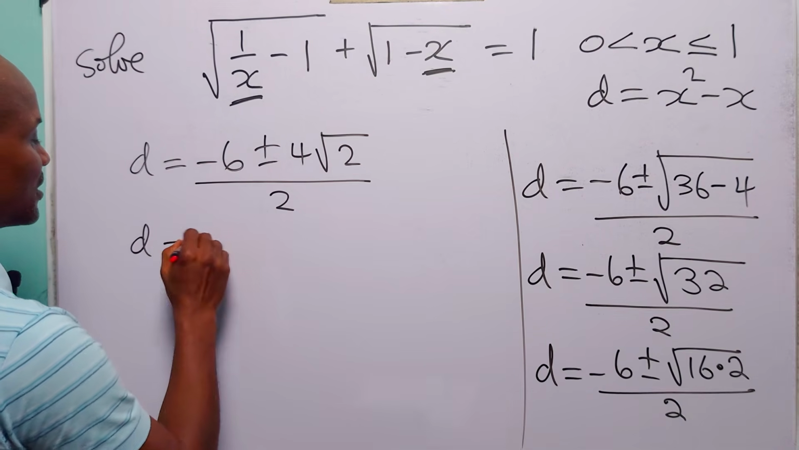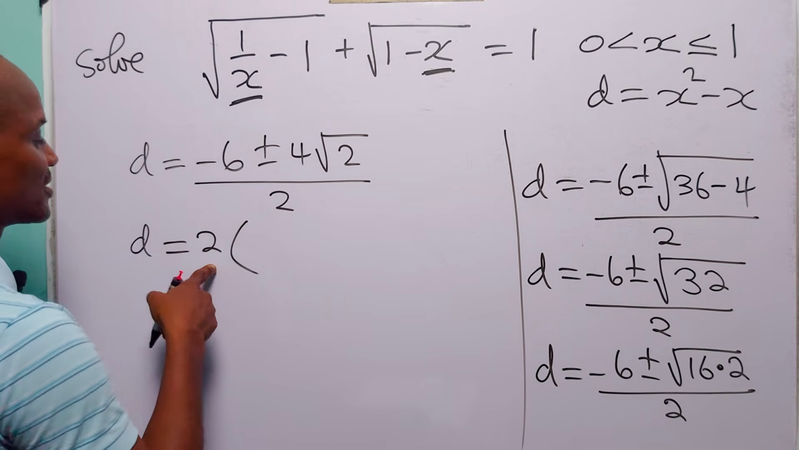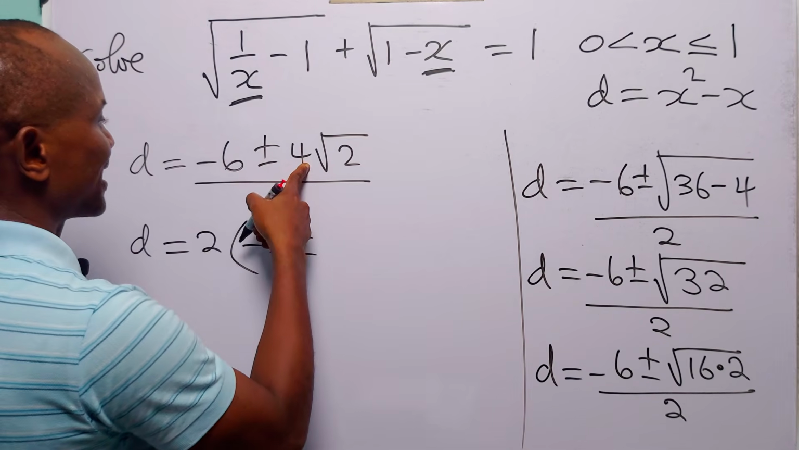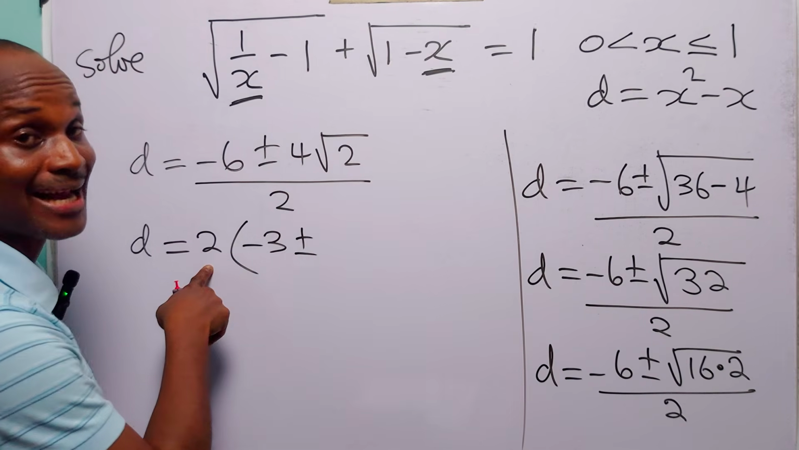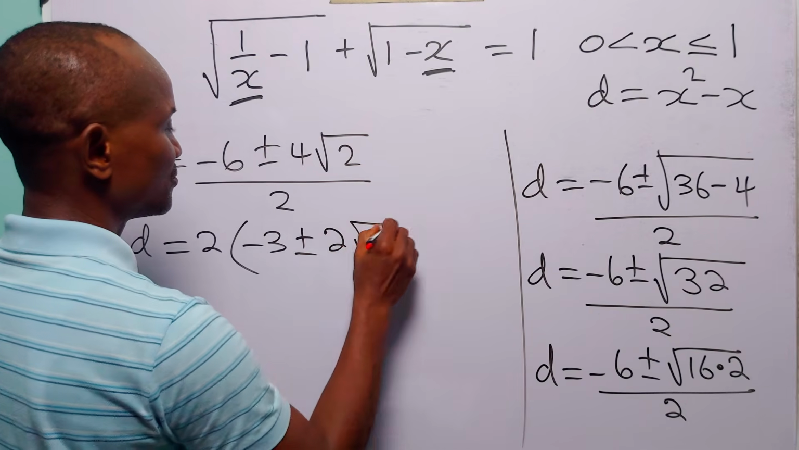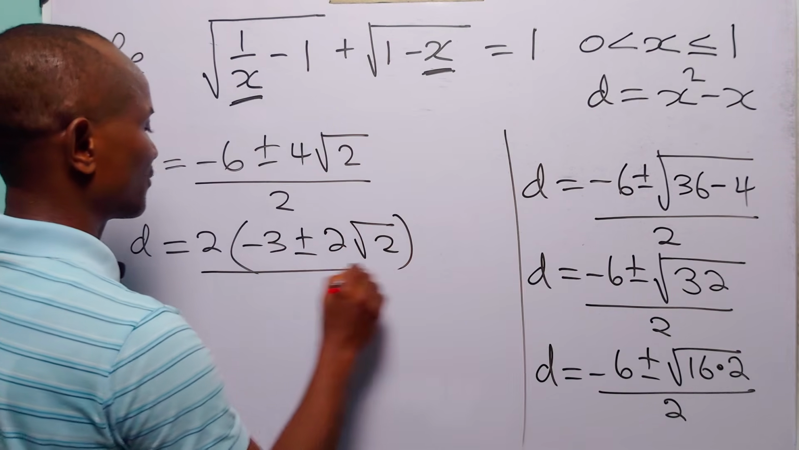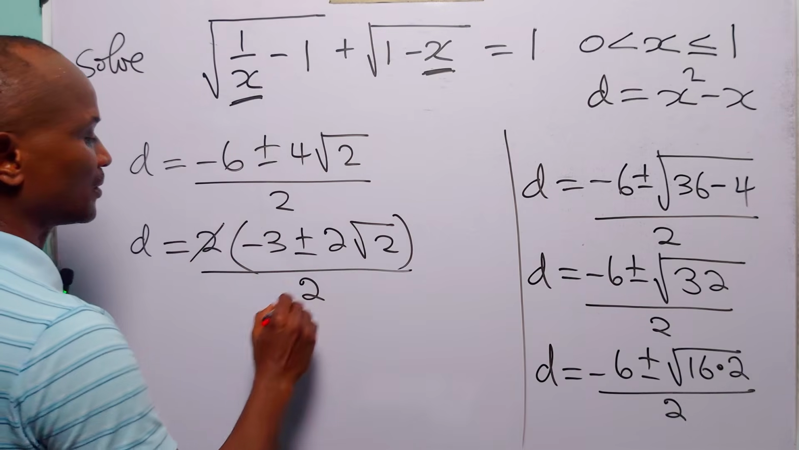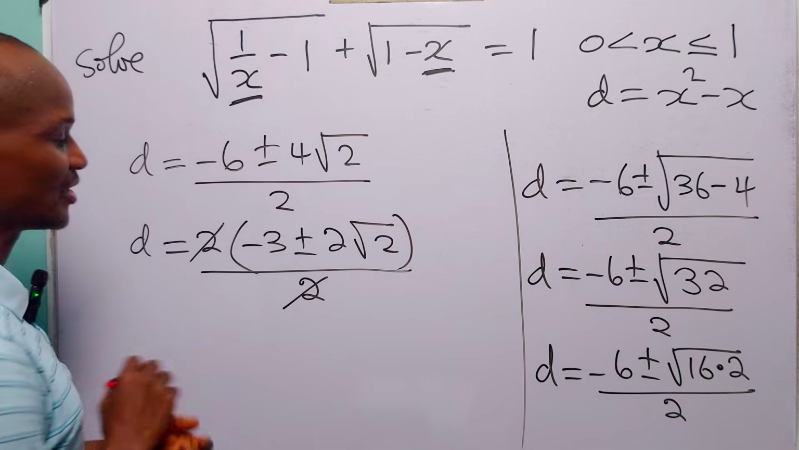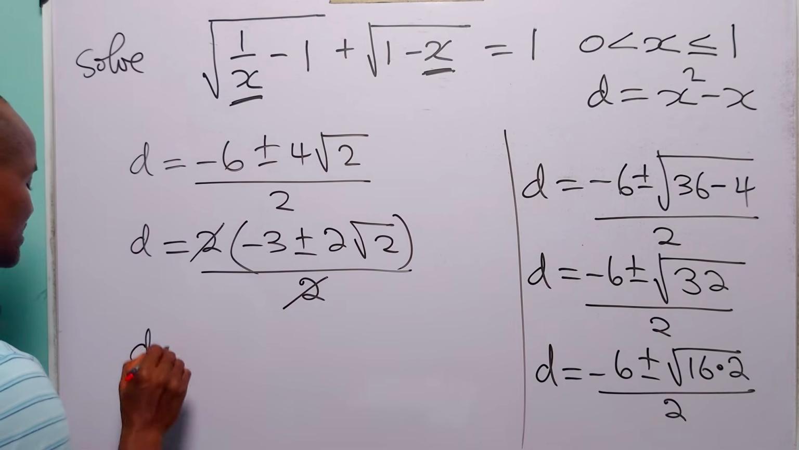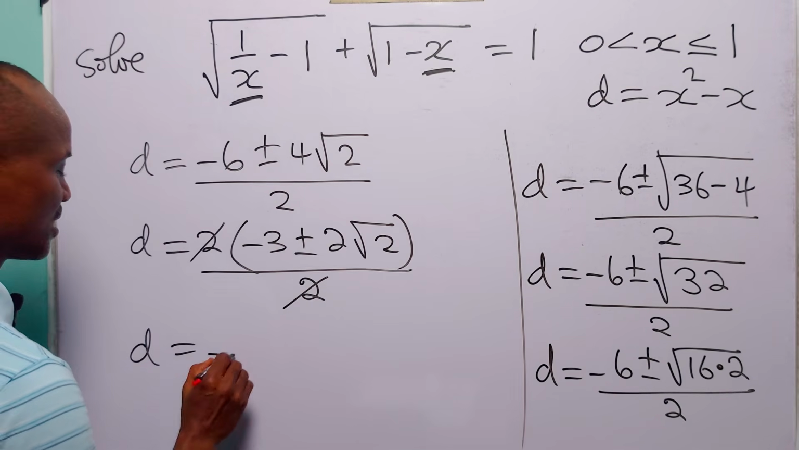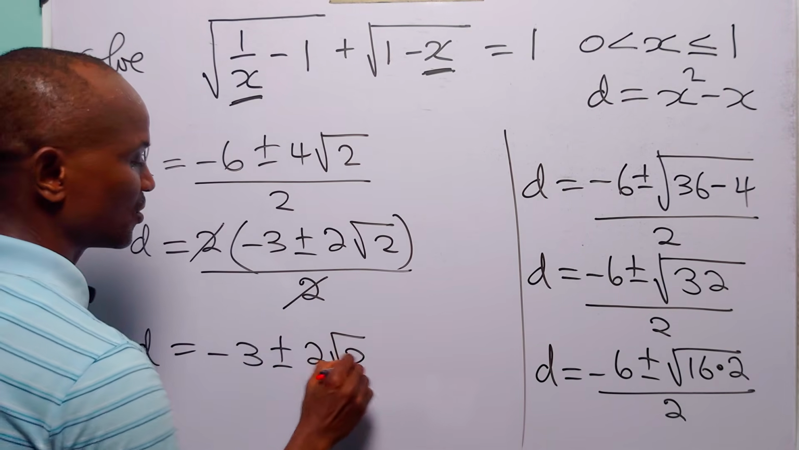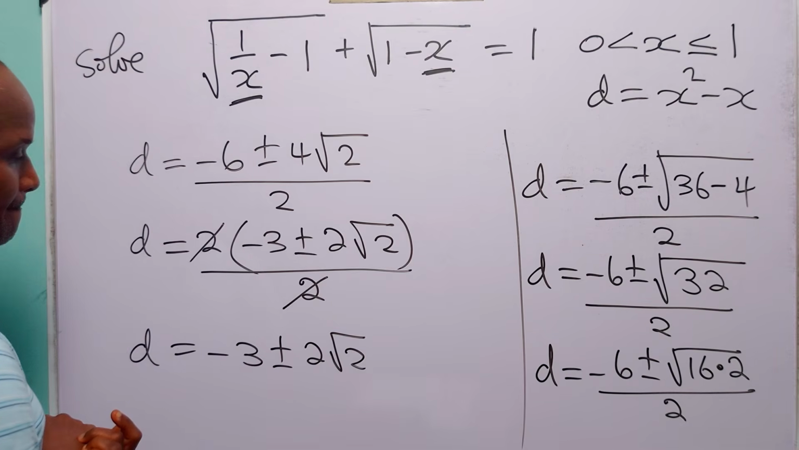We have 2 into minus 6 divided by 2 is minus 3, plus or minus 4 root 2 divided by 2 is 2 root 2. And of course, we still have the denominator, which is 2, which we can now cancel. So we have two values for d. We have that d is equal to minus 3 plus or minus 2 root 2.